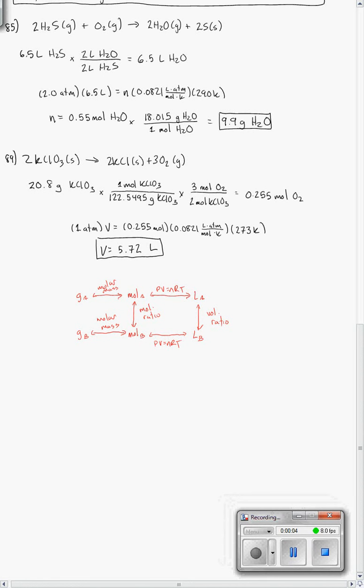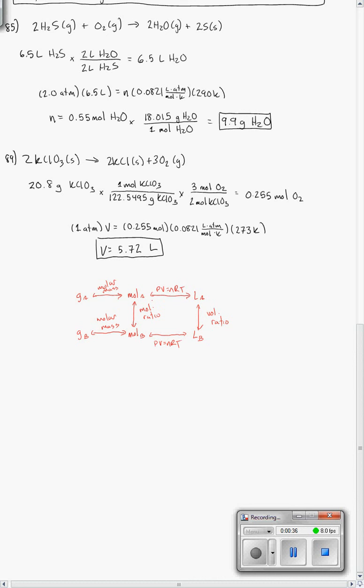Okay, so numbers 85 and 89 are gas stoichiometry problems. Now in chapters 10 and 11, we did more traditional stoichiometry problems where we go back and forth between grams and moles of a substance. If you look here in red, I've drawn a diagram, and the left side of this diagram may look familiar to you because that's the framework we've used in chapters 10 and 11. We use molar mass to go back and forth between grams and moles of a substance. We use the mole ratio to go back and forth between moles of one substance and moles of another substance.